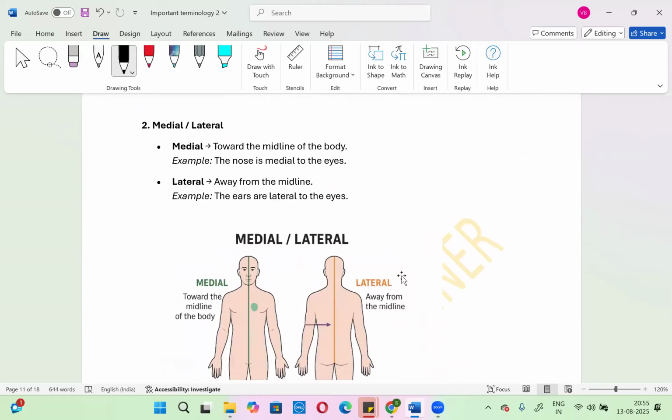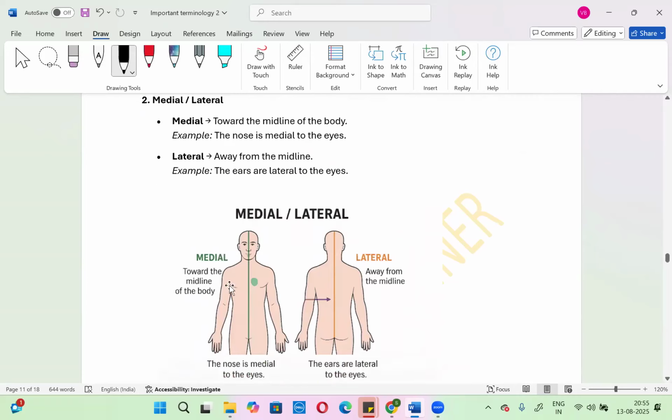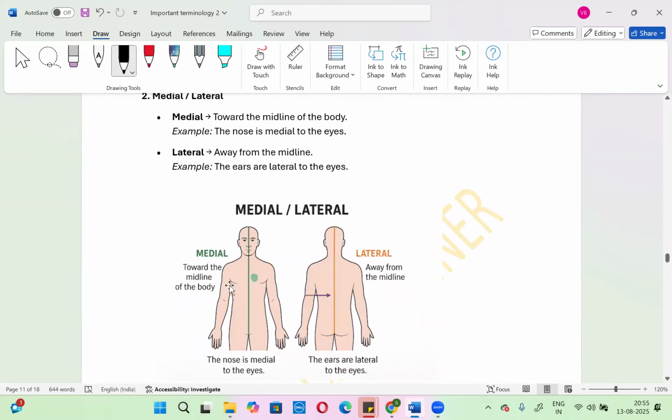Okay, so medial is nothing but the midline of the body. What is lateral? Away from the midline. So this is the midline. Whenever it is towards the midline, we will call it medial. Lateral means away from this midline.